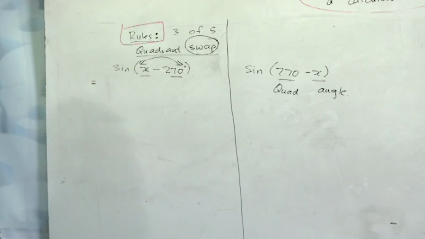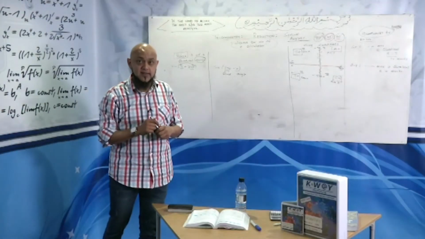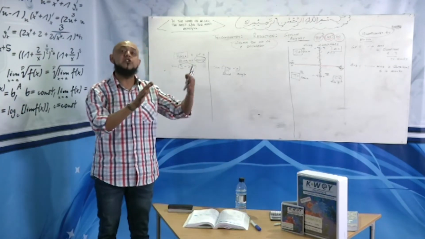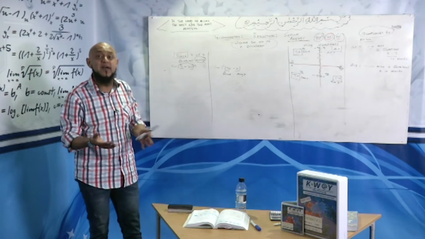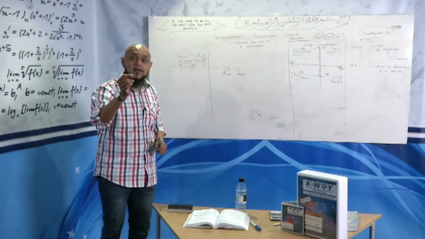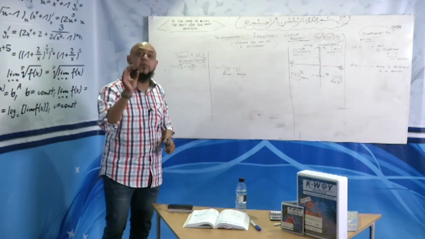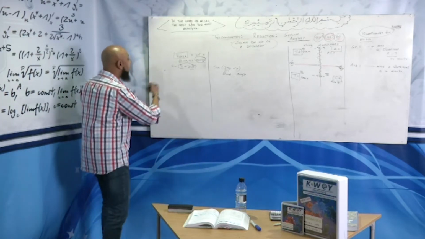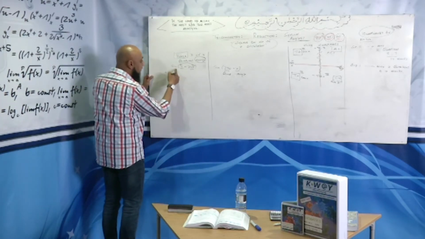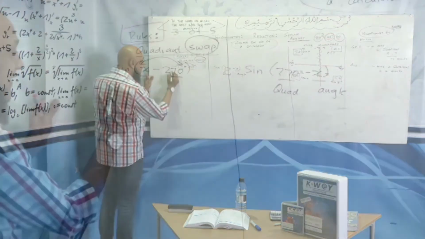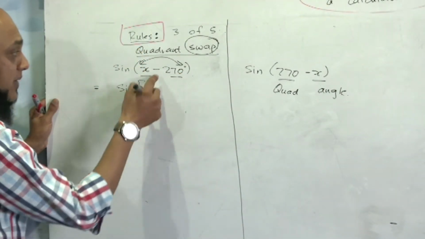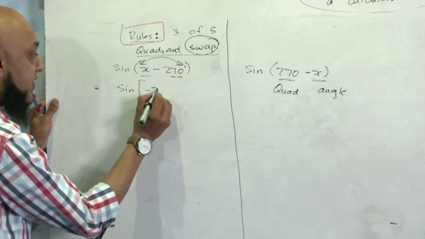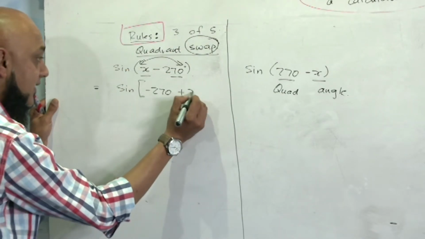Now I'm going to show you two methods of doing this. I'm going to show you the long way and I'm going to show you the shortcut. Obviously, you're going to be using the shortcut in the exam. Both of them will be allocated marks. Both of them are correct. Okay. So, if we say sine x minus 270, we now swap the two around. So that becomes sine, use a square bracket, swap the two, minus 270 plus x.